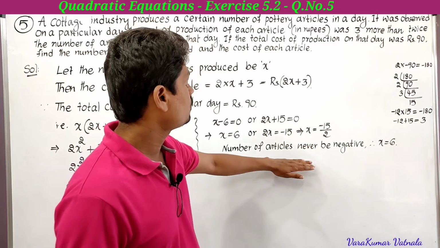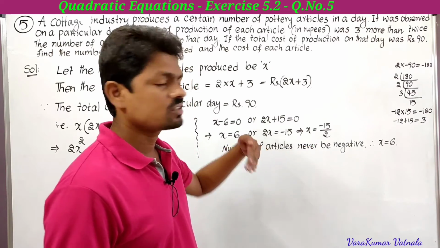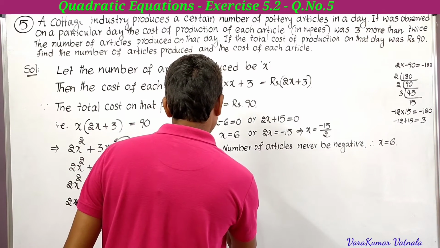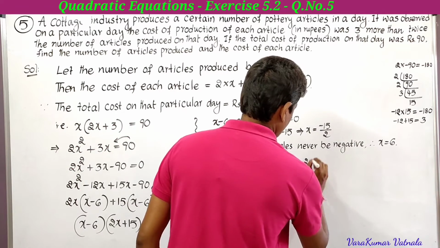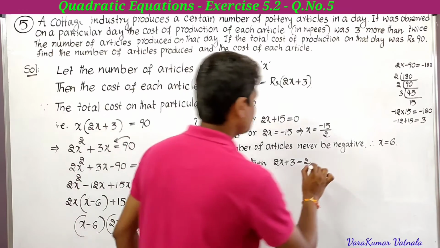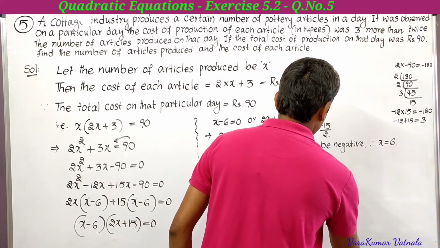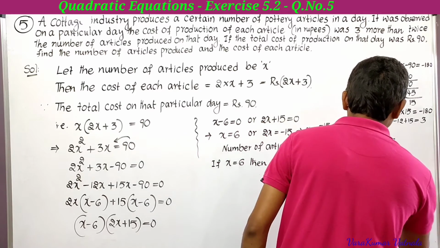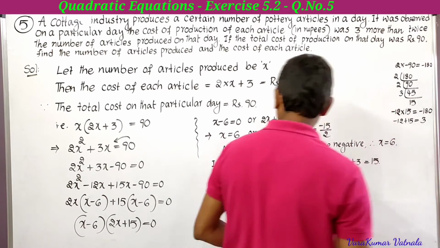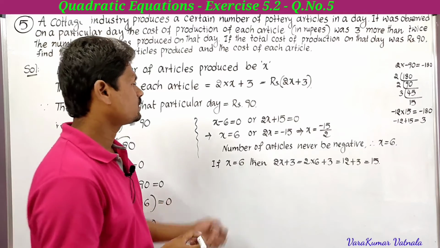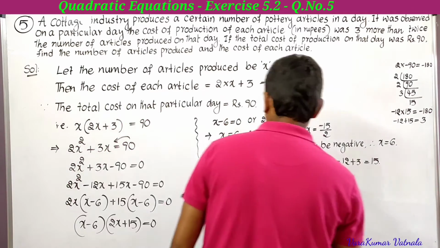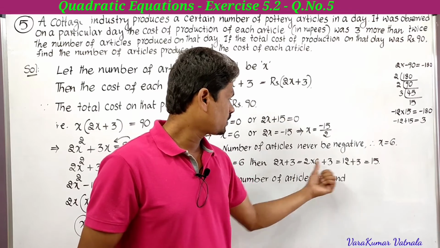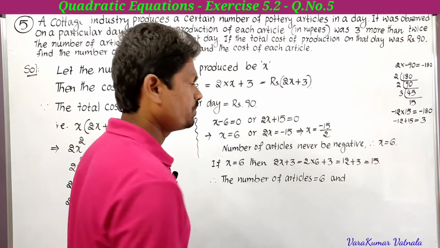So if x is equal to 6, then the cost of each article is 2x plus 3. Therefore if x is equal to 6, 2x plus 3 is equal to 2 into 6 plus 3. 2 into 6 is 12, plus 3. 12 plus 3 is equal to 15. So therefore the number of articles is equal to 6 and the cost of each article is equal to rupees 15.